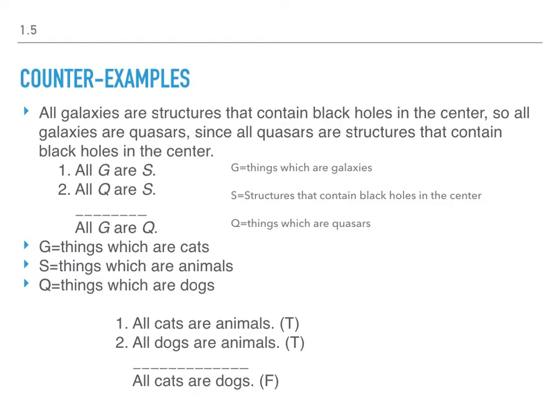Now, importantly, please keep in mind what that means. When you show that an argument is invalid, you don't show that the conclusion actually is false. So it may be true that "all galaxies are quasars" is false, but if it's false, it's because of things about galaxies and quasars. It's not false because of the argument that we have been examining.